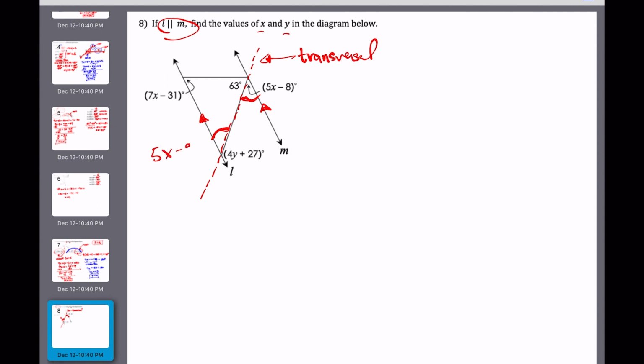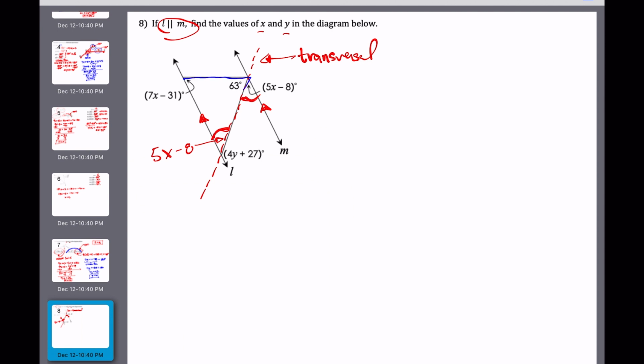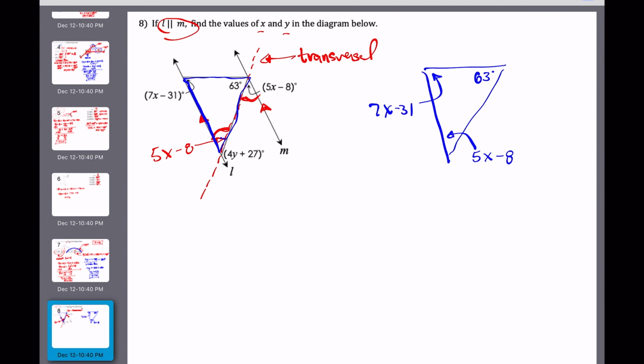So we can say 5x minus 8 can be written here. And now we can say, well, these three angles of this triangle, if I were to draw that triangle out here, just so that it's not too much to look at in the image, we have 63 degrees. We said that this angle here was 5x minus 8 because of the alternate interior angles theorem, and that this angle here was 7x minus 31. So we're going to use the triangle sum theorem, which says that three angles in a triangle add up to equal 180.